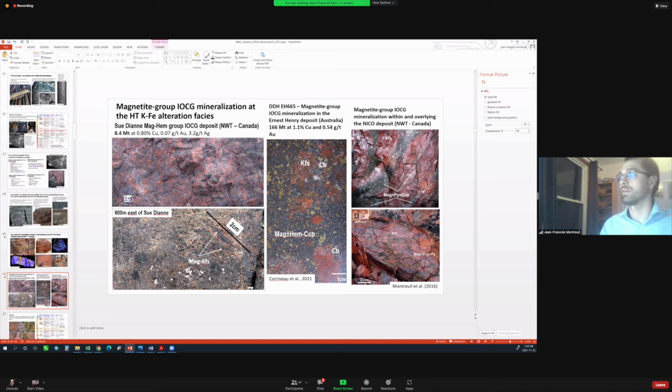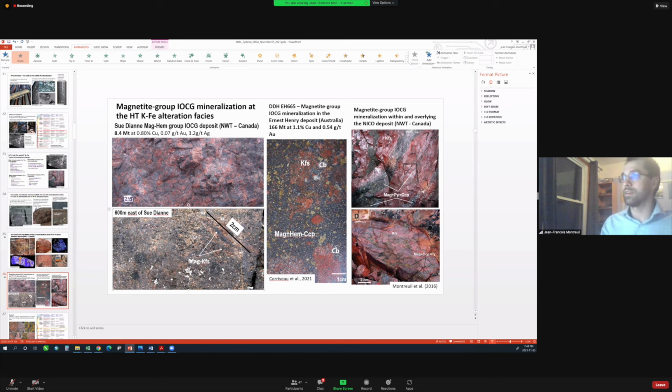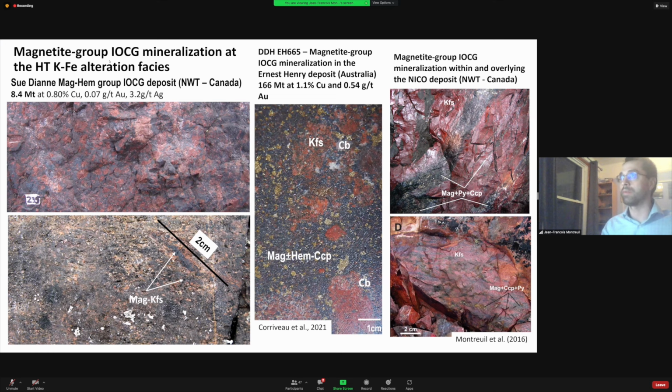So magnetite group IUCG mineralization, this is what starts forming as well at the high temperature potassic iron alteration facies, and then the formation of magnetite group IUCG mineralization continues to the transition to the hematite stage of the evolution of the hydrothermal system. Different expression of that style of mineralization.